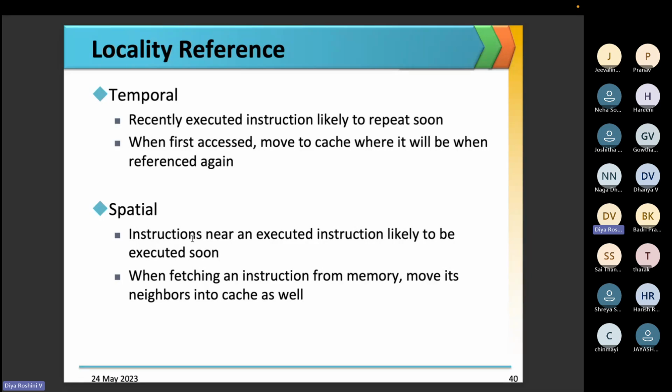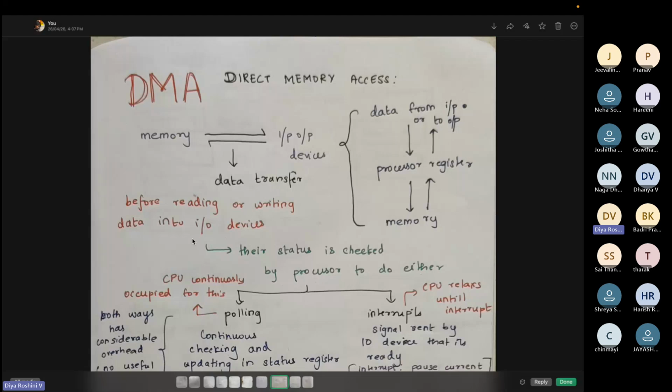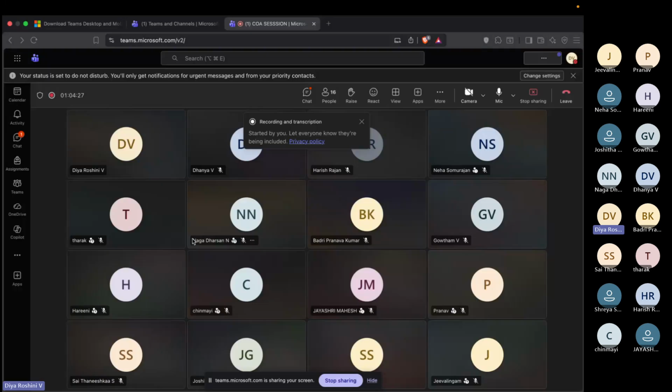Is it fine now? I am sorry, guys. I am switching between slides. I'm not able to see.